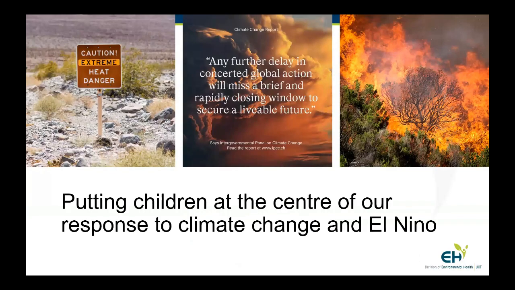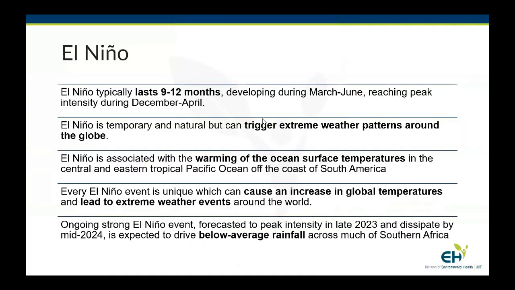So really what we wanted to do with this session is to put children at the center of our thinking around what's happening. I mean, we talk about climate change, we talk about global warming, and the El Nino, what's going on, and how do we actually then prepare for the impact that it's going to have on children and children in the future?